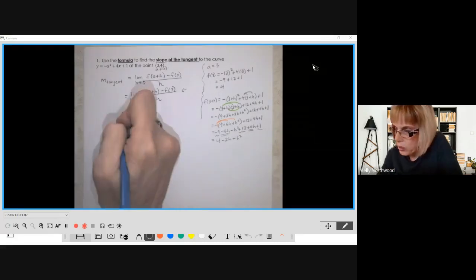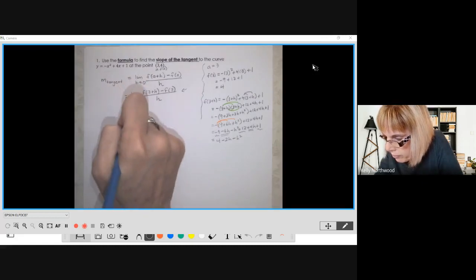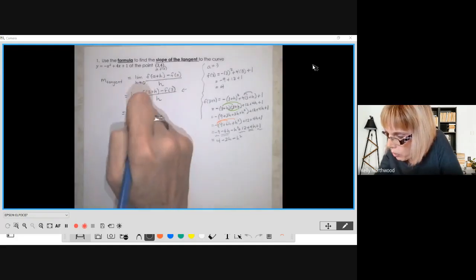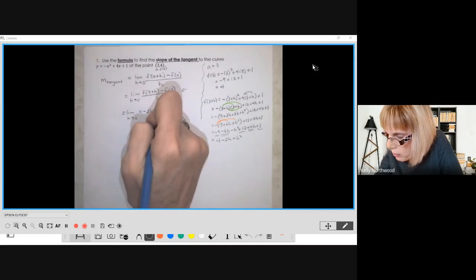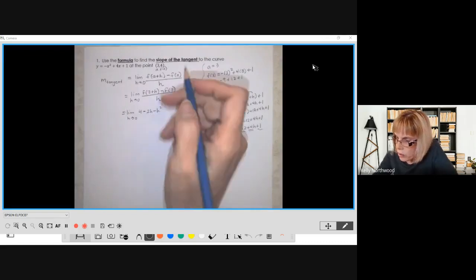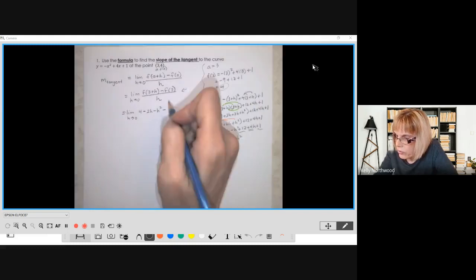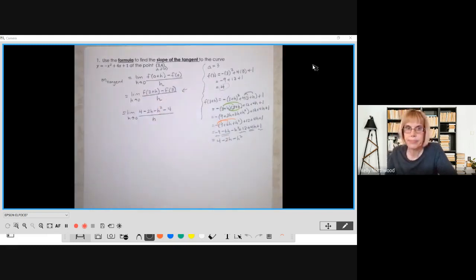So now I'm going to come back to my formula. And I can replace f at 3 plus h with 4 minus 2h minus h². Okay? Then there's a minus sign in my formula. And then f at 3 is 4 over h.